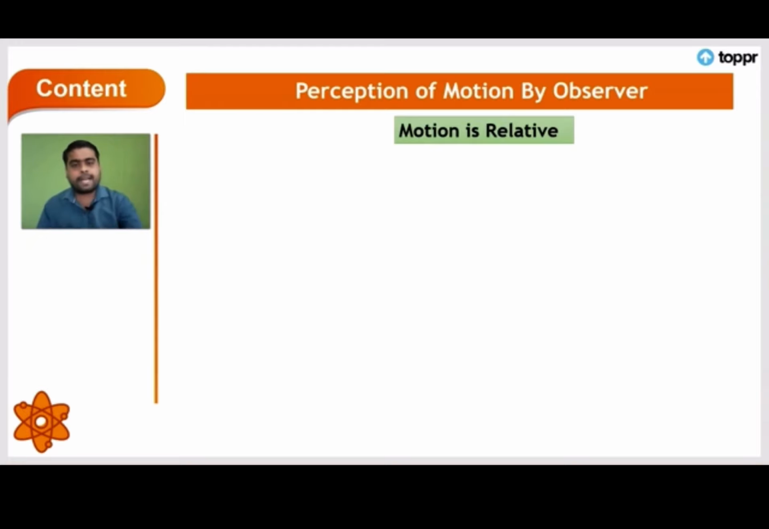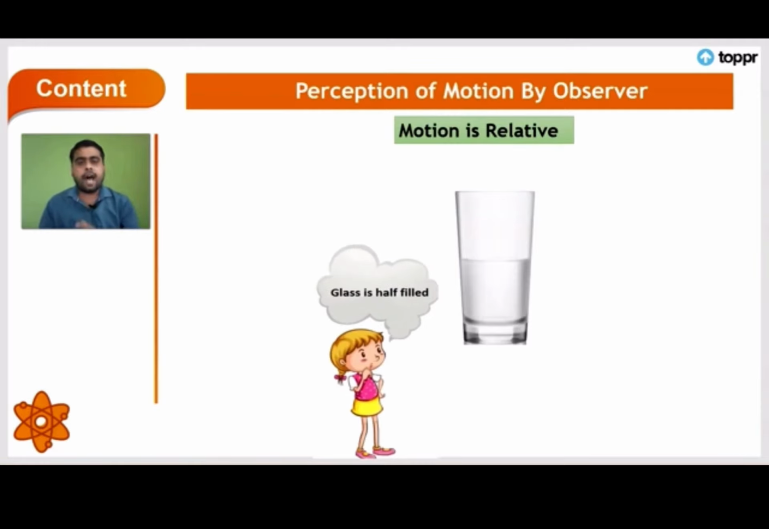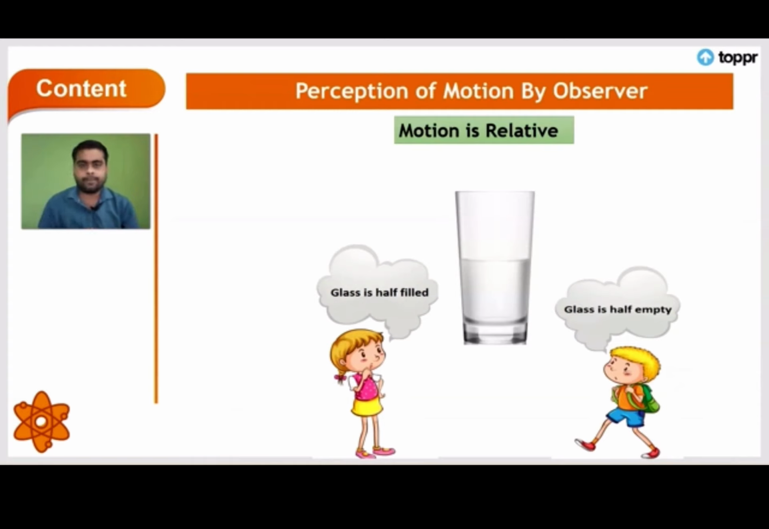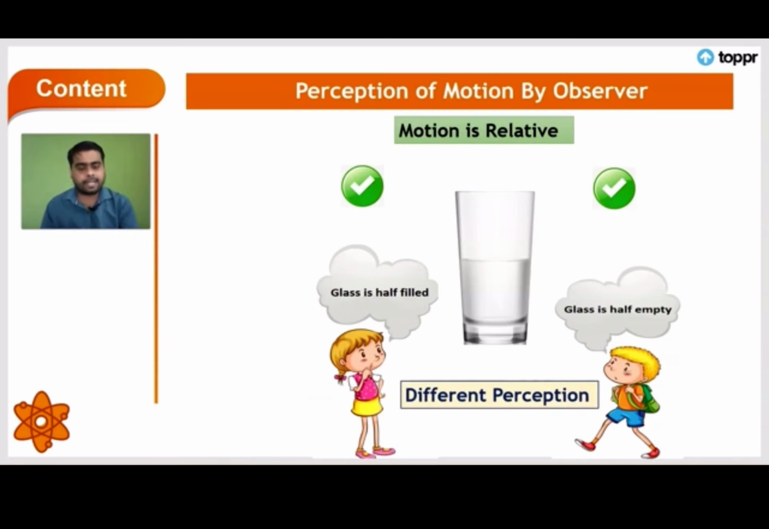So, you know that perception differs for different persons. Just like if we consider this glass which is partially filled, then some girl can say that the glass is half filled, or some other boy can say that the glass is half empty. Now both of them are correct because they are describing the same system rightly, but they have different perception. For the girl it is half filled, for the boy it is half empty. Now the same thing is applicable for motion as well.